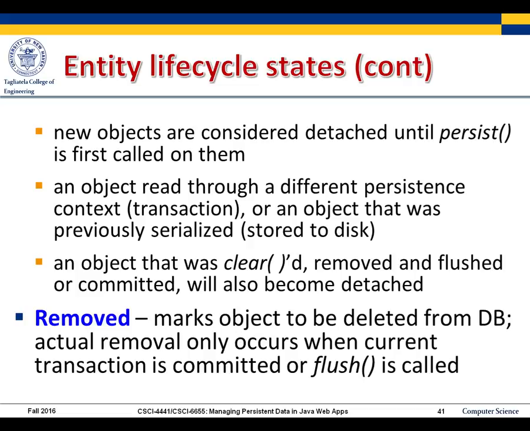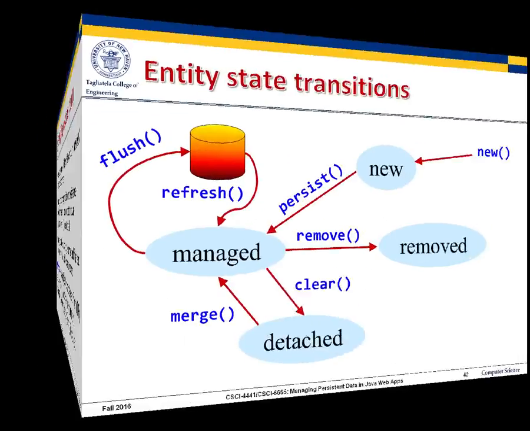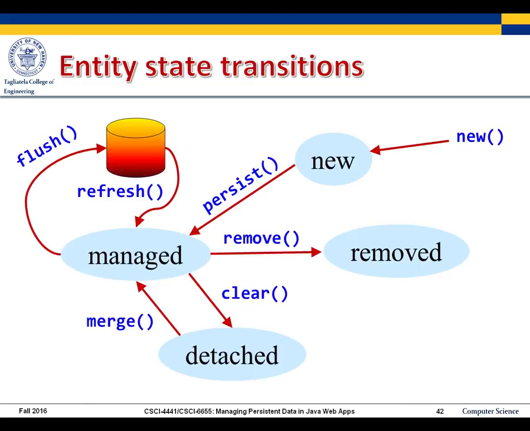And then lastly is removed. That means the object is to be deleted from the database, but it doesn't actually happen until the transaction is committed or you call flush, in which case it'll force it to delete. Other than that, it's ready to go, and the system will decide when it's time to release it. So those are the four basic states in the JPA world.